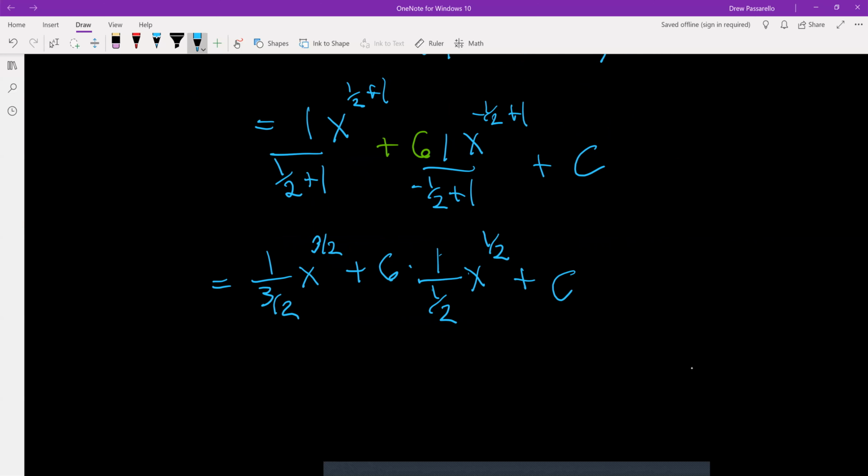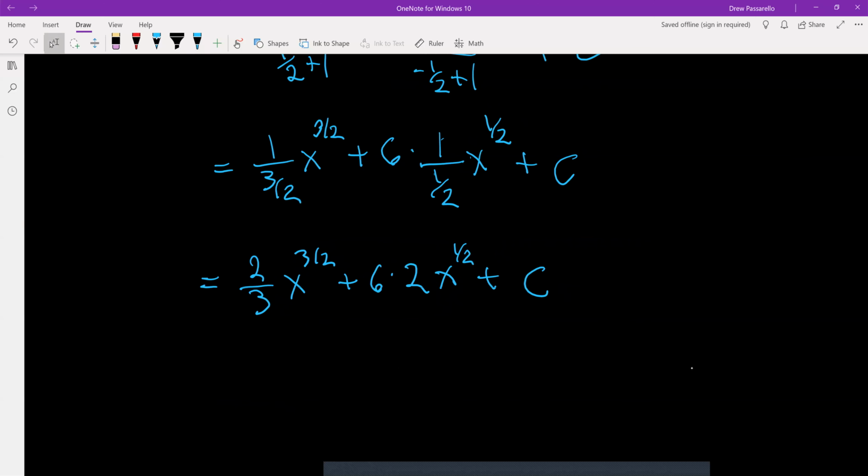Then I take the reciprocal of these. So the reciprocal of 3/2 is 2/3. So you have 2/3 x to the 3/2. Reciprocal of a half is 2. So it'll be plus 6 times 2, and then x to the 1/2, and then plus c. And then you do 6 times 2 is 12. So you get 2/3 x to the 3/2 plus 12x to the 1/2 plus c.